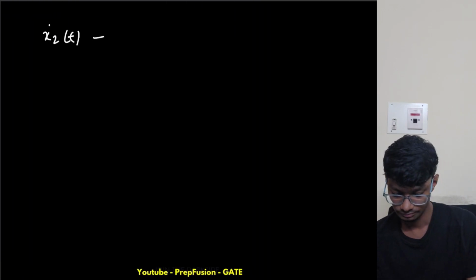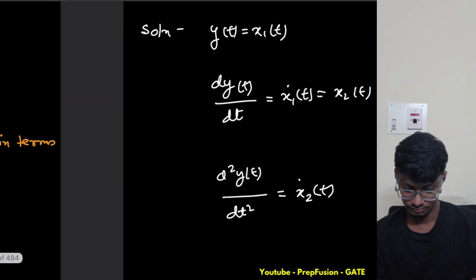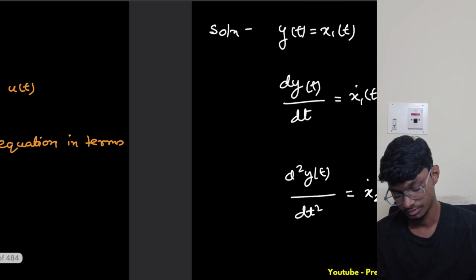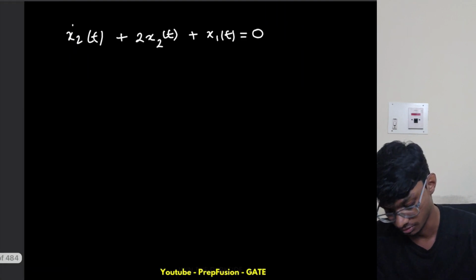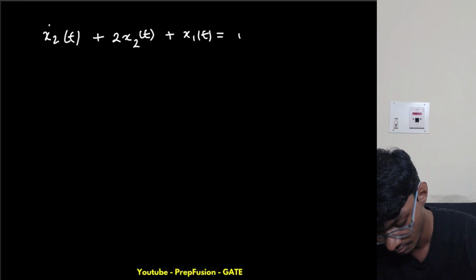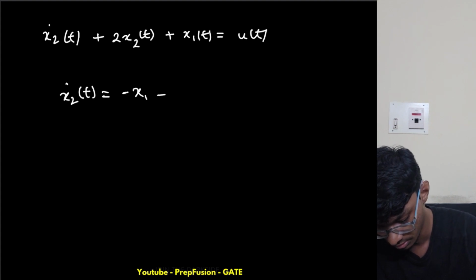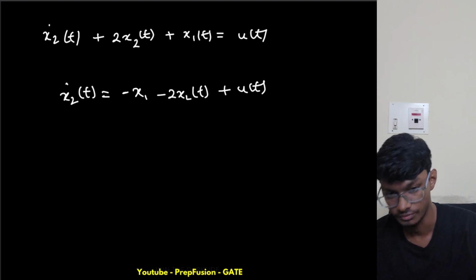plus 2x2 of t, plus x1 of t, equals to 0. Sorry, this is u of t. Now I can write x2 dot of t in terms of x1 and x2 itself, the state variables themselves. This is u of t, right?